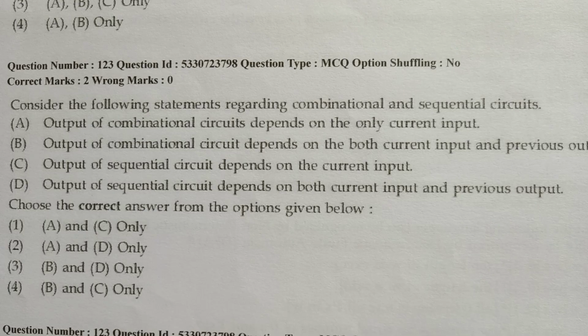Question number 123. Consider the following statements regarding combinational and sequential circuits. A. Output of the combinational circuit depends only on the current input. B. Output of the combinational circuit depends on both the current input and previous output. C. Output of the sequential circuit depends only on the current input. D. Output of the sequential circuit depends on both the current input and previous output.